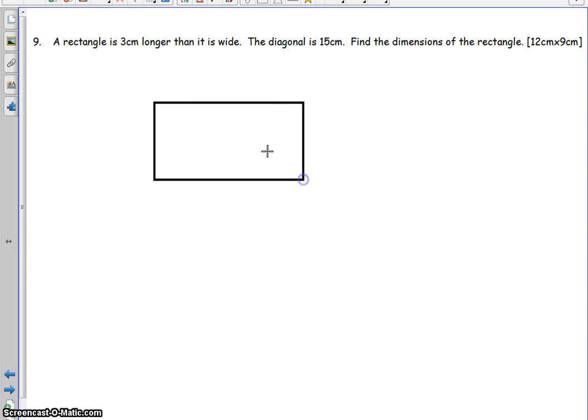So there's our rectangle. And we're told it's 3 centimeters longer than it is wide. So let's just label our width here. It's going to be W. And the rectangle is 3 centimeters longer than the width. So if the width is just W, the length is going to be W plus 3.